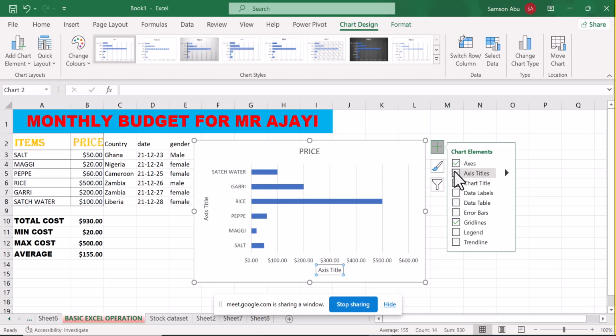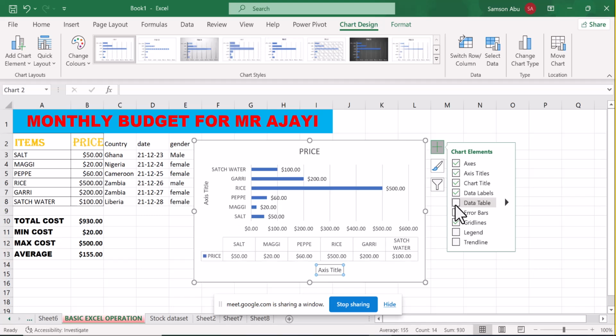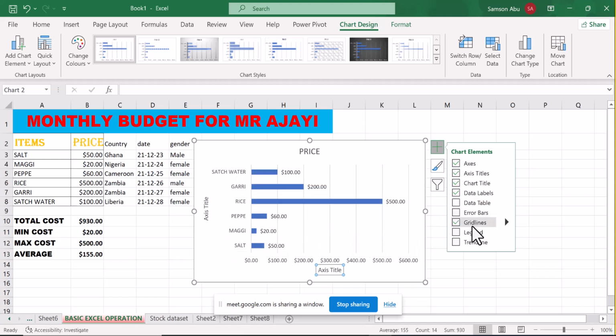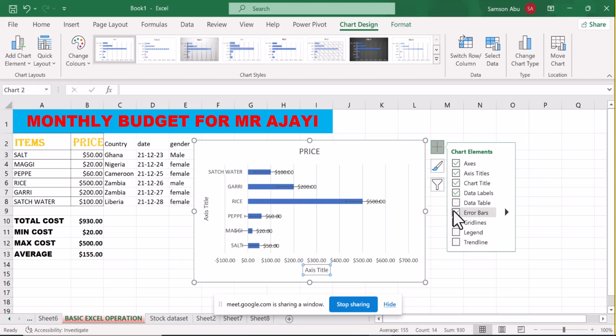Then data label. In case you want to add a label, you can check it. You can see we have the price in front of the bar respectively. Then data table. If you want your table to appear alongside your chart, you can click on it. You will see your table below it. Then I want to remove it since I don't want that. Then if you want error bar, this is error bar, you can see it in front of your bar chart, but we don't need that yet.